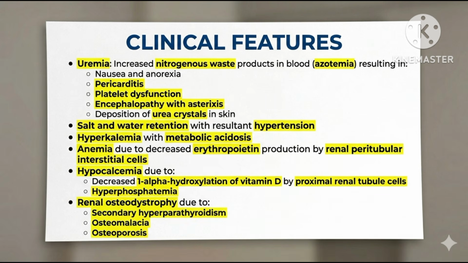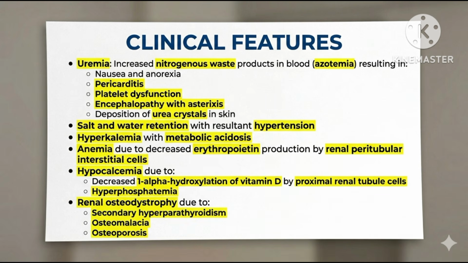In chronic renal failure, there is hypocalcemia due to decreased alpha-1 hydroxylation of vitamin D by proximal renal tubule cells and hyperphosphatemia. As we all know, vitamin D is activated by 1-alpha hydroxylase in kidney. In chronic renal failure, there will be no activation of vitamin D, leading to hypocalcemia. In chronic renal failure, there will be hyperphosphatemia. Phosphate binds the calcium, leading to hypocalcemia in chronic renal failure patient.